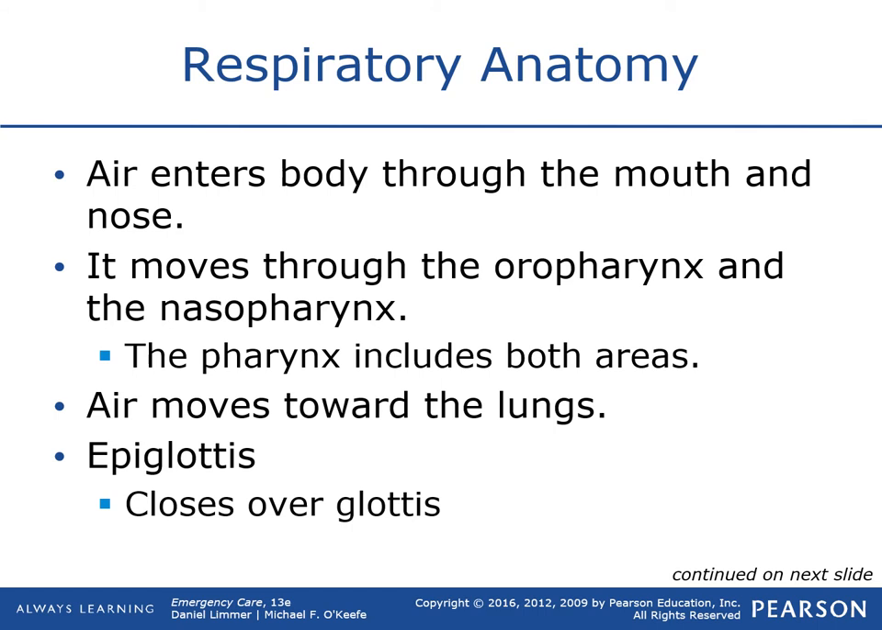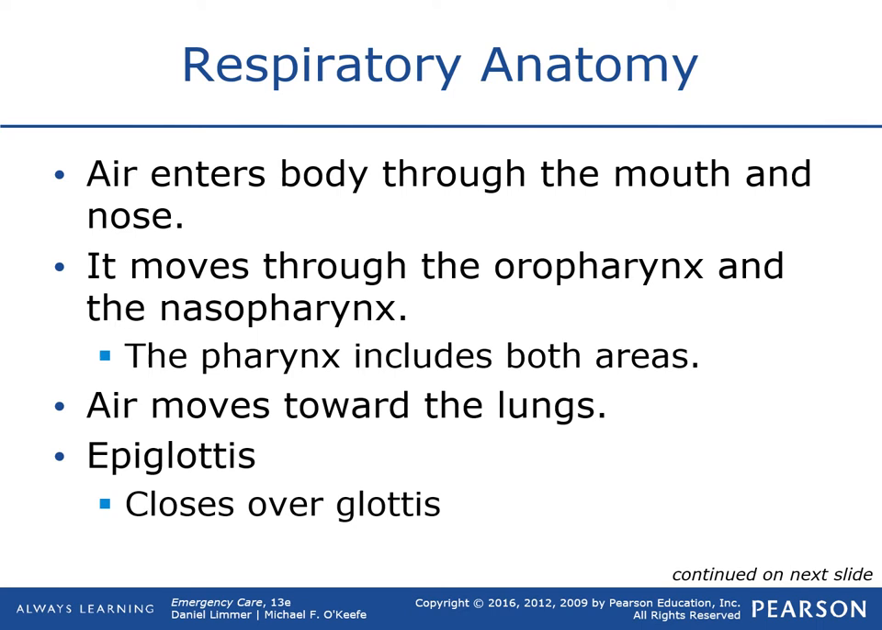So going into our respiratory anatomy, and this is going to be pretty vital to know for our next class, which is ventilation, perfusion, and shock. So our anatomy, air enters the body through the mouth and nose. The mouth and nose connect to what's called the oropharynx and the nasopharynx. Those are the specific areas before the pharynx, which is kind of the back of your mouth and into your throat. So if air is entering through your nose, it has to go through the nasopharynx first.